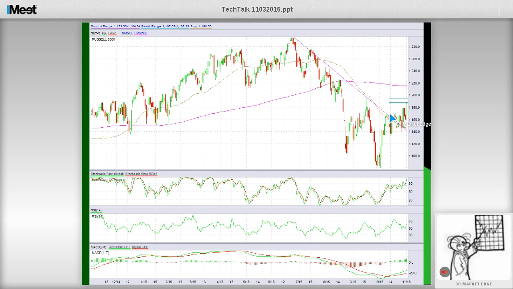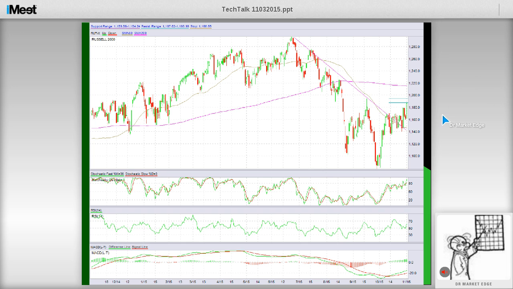You have what some technicians would call a reverse head and shoulders here. If this is a reverse head and shoulders pattern, and you measure from the bottom of the head to the neckline, then tack it on here, it's going to give you a run to probably about 1240, 1245 on the Russell 2000. Good to see that in the transports yesterday also coming back in the fold.